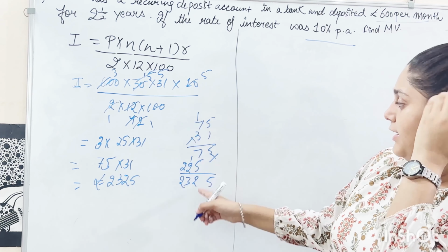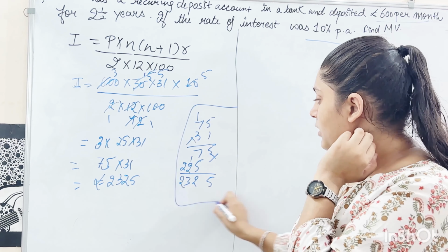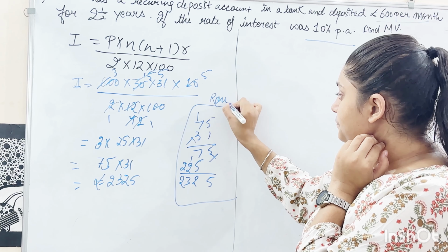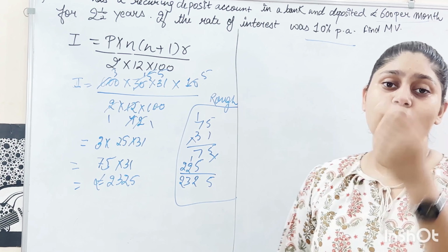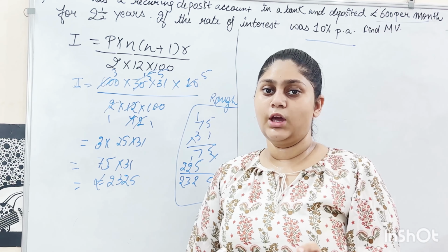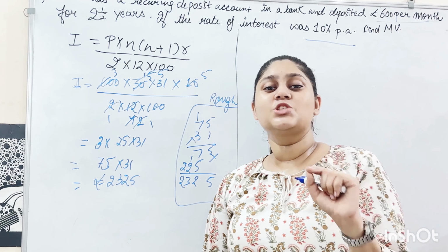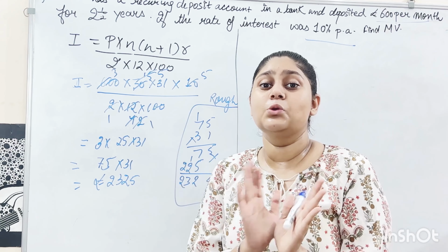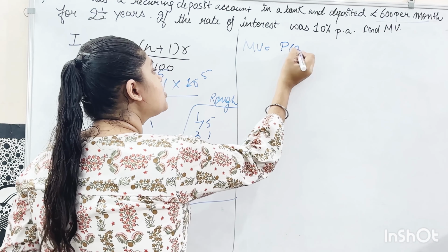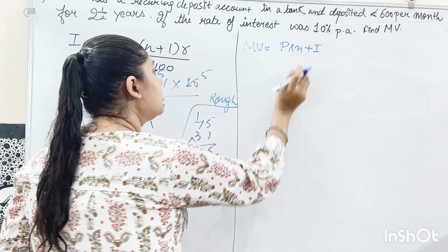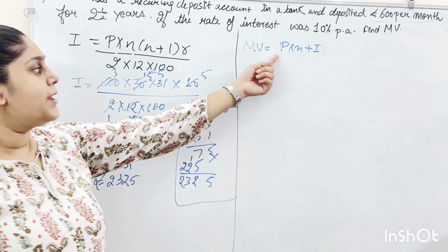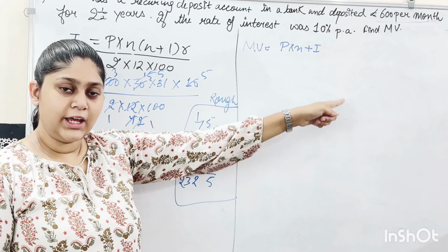Because I did the calculation in front of you, make it as a rough one. And in your notebooks also, whenever you are doing it in the examination sheet of your board exam, always draw a rough column. Please don't make it so dirty. So it's P into N plus I. Clear? The same formula will apply, P into N plus I.